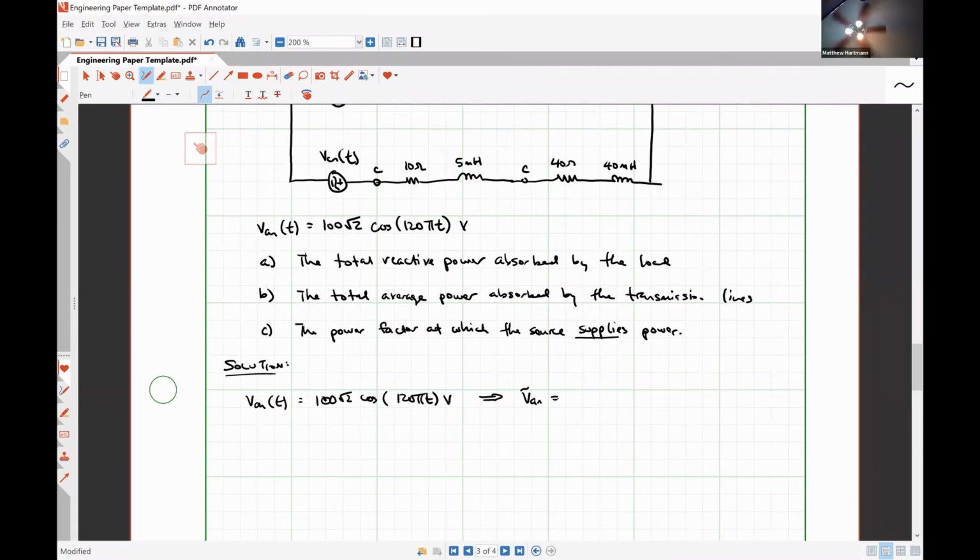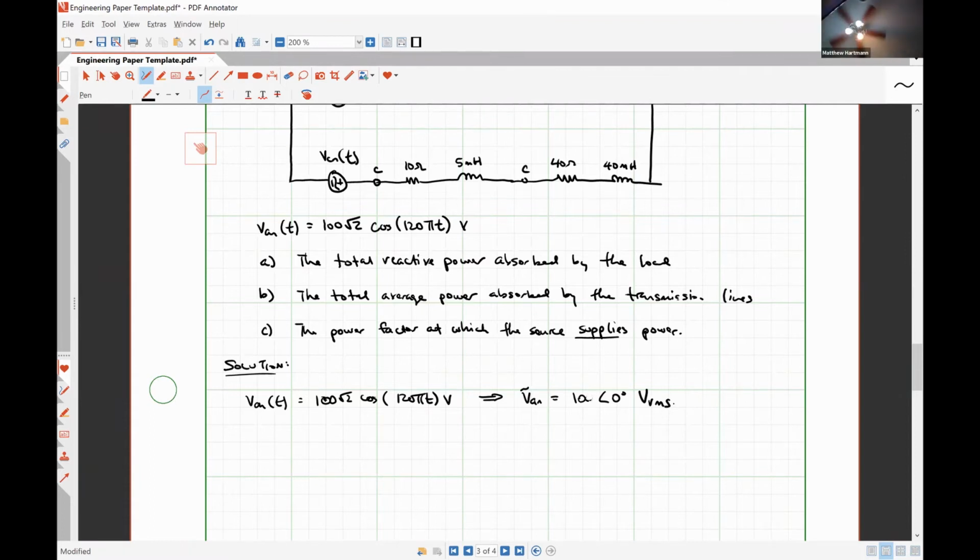Okay, so that would be a phasor. Now how do we convert to the RMS phasor? Oh, over square root of 2. Yeah, so 100 angle 0 volts RMS.